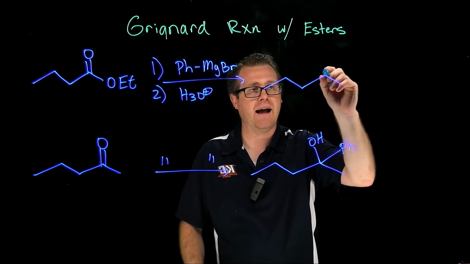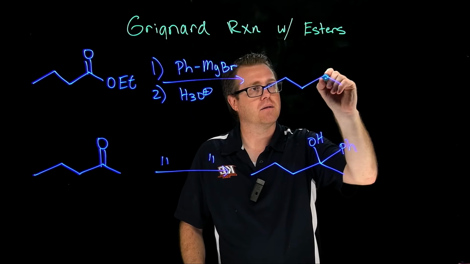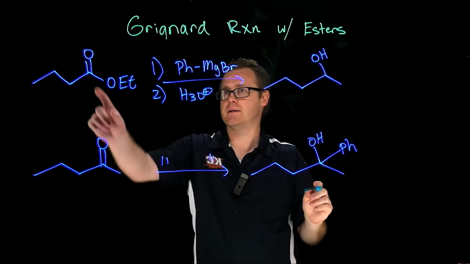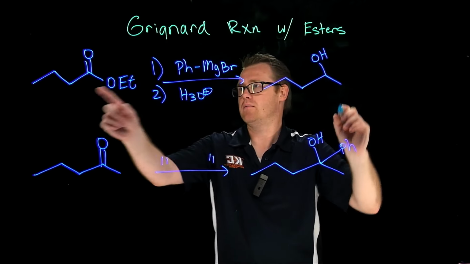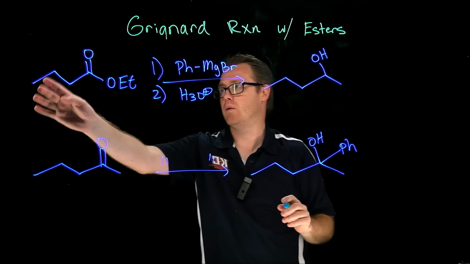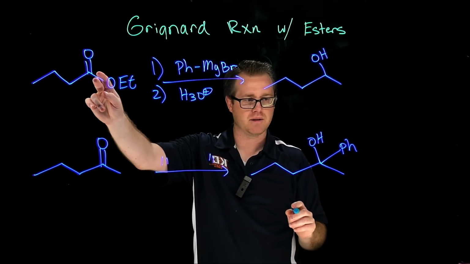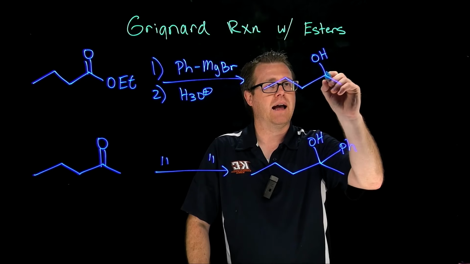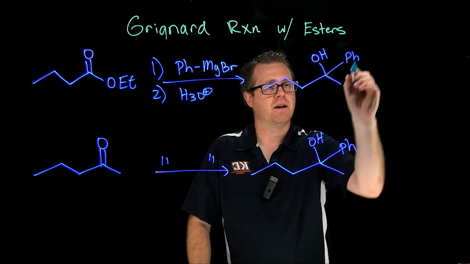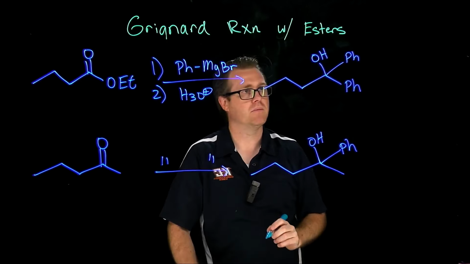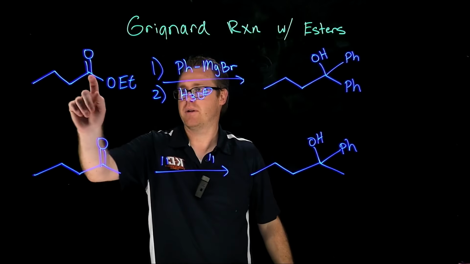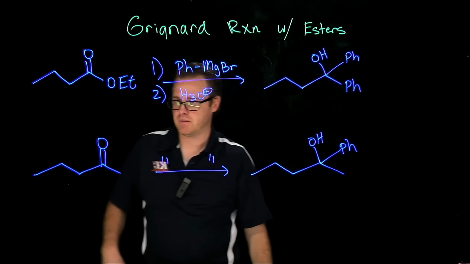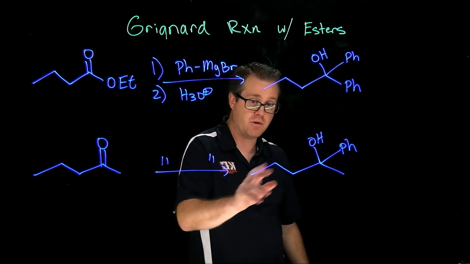We are now going to have an alcohol there. And let's see here. 1, 2, 3, 4. Got to make sure we have all our carbons here. And then we would add our phenyl there, like so. 1, 2, 3, 4. Okay, we got the right amount of carbons. 1, 2, 3, 4, 5. That's fine.